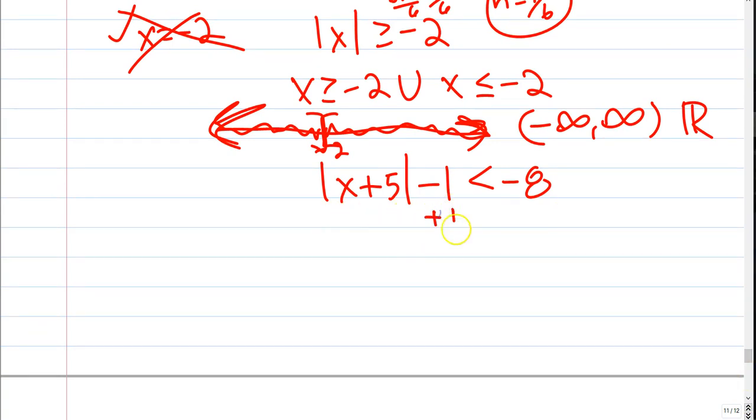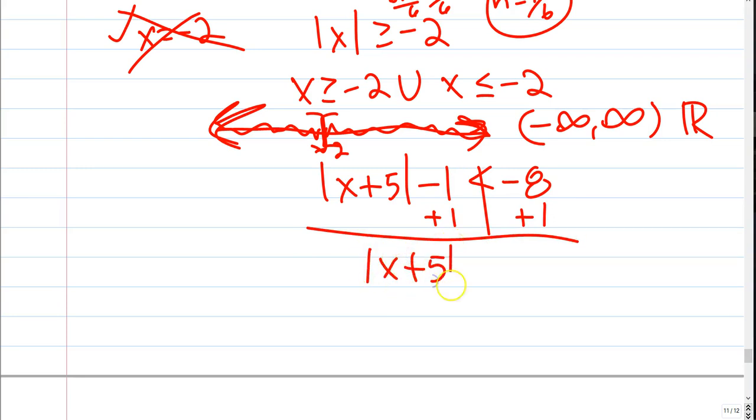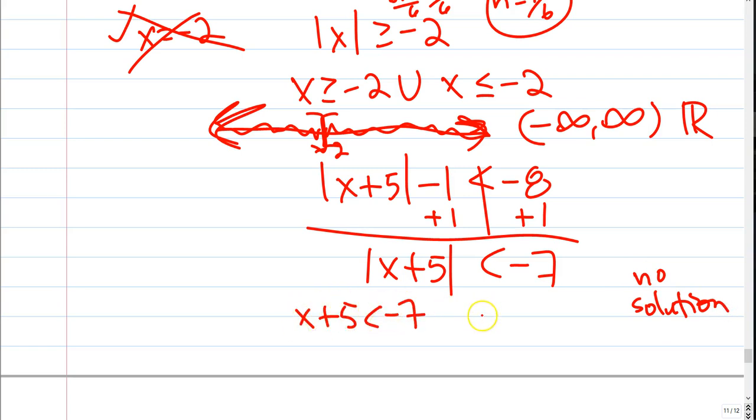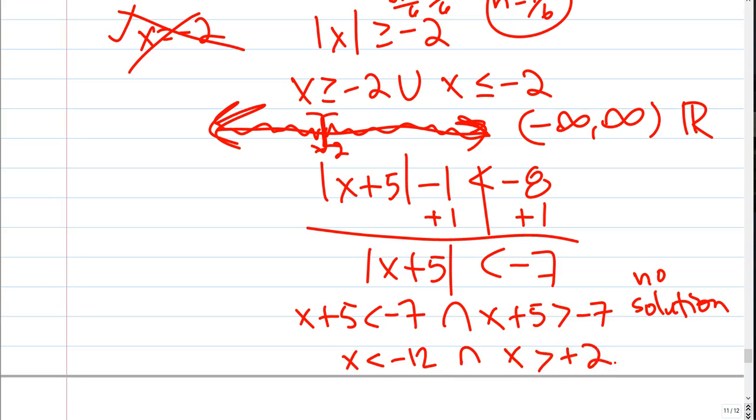Looking at this, adding the 1, absolute value of x plus 5 less than negative 7. Some of you will stop at this point and go, when will a positive number be less than a negative? This has no solution. If you do go to split it, and less thans tend to be ands, then you end up with x is less than negative 12 and x is greater than positive 2.